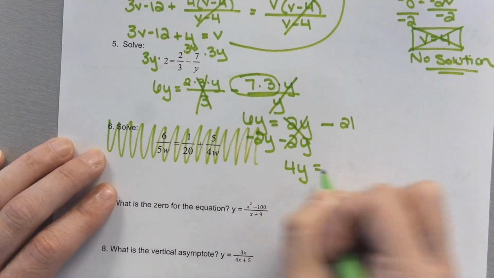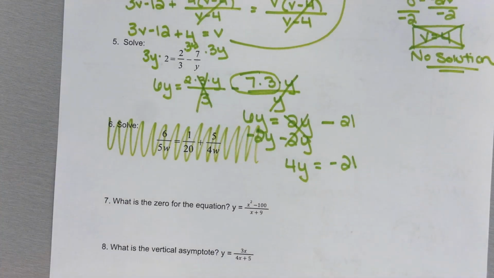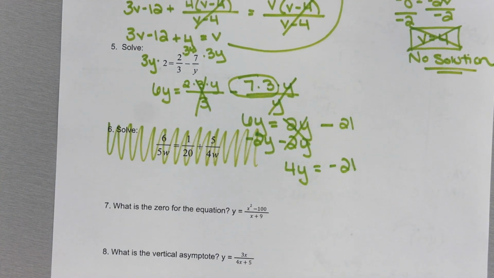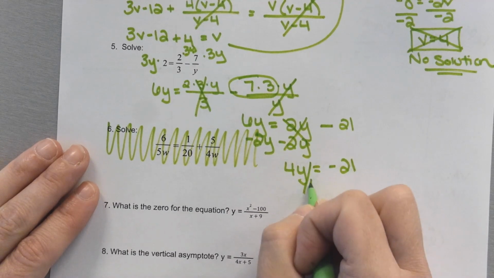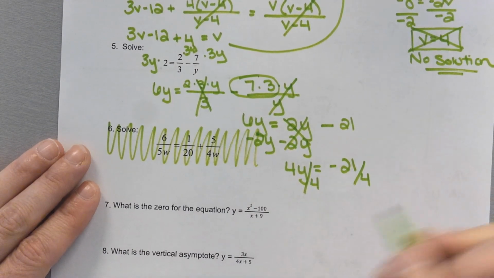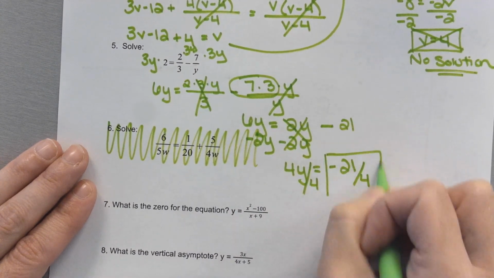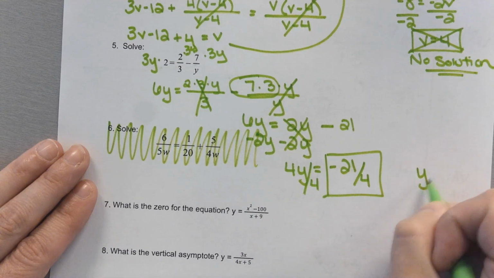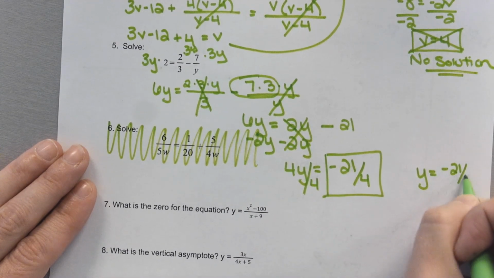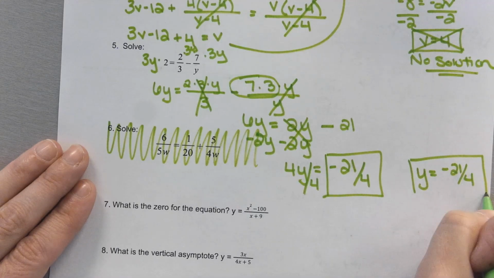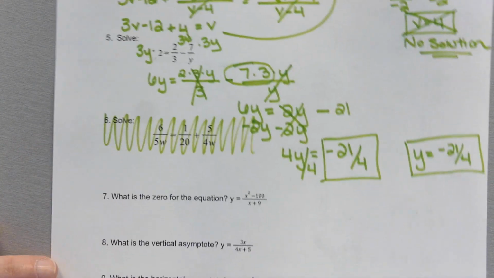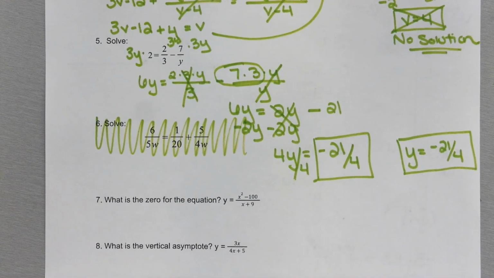4y equals negative 21. Now what? Divide by 4. Not the y, just the 4. And then this is going to be our final answer. So again, it's a fraction. Could we also write a decimal if we like decimals better? We could. Yeah, we could write a decimal if we'd rather.